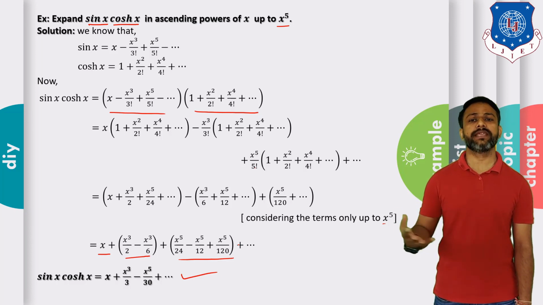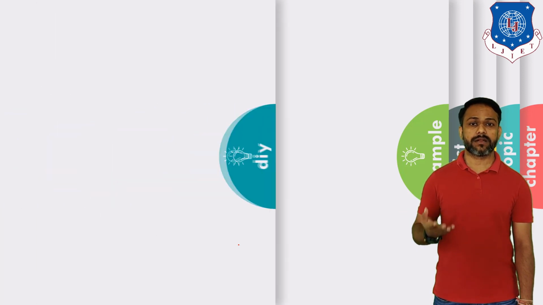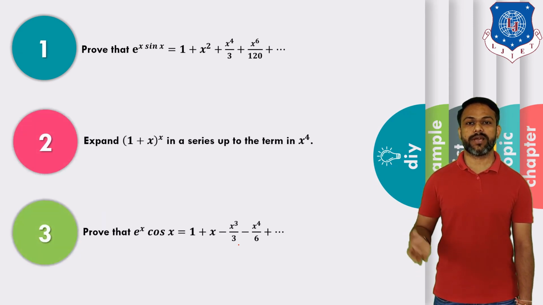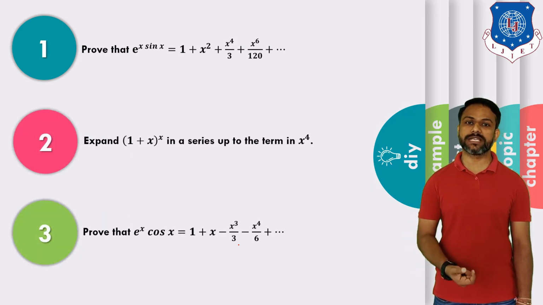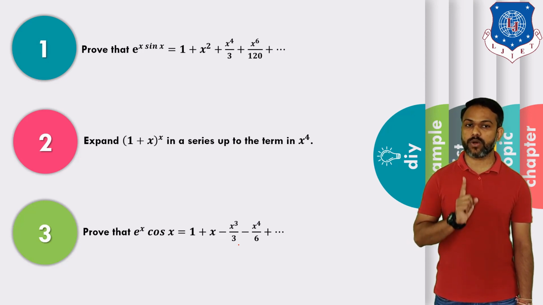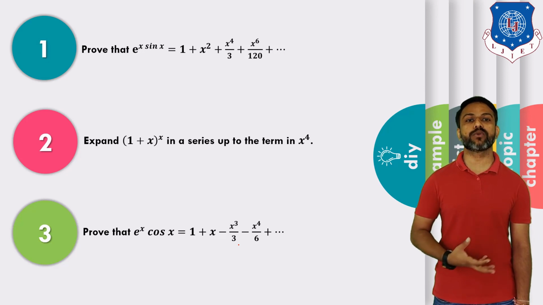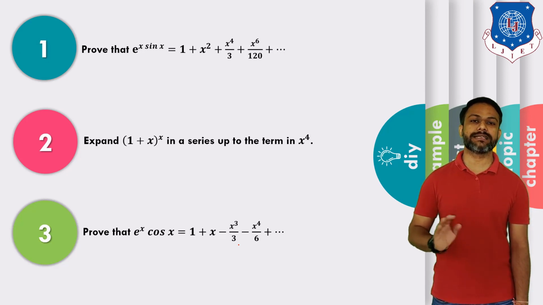So here are some examples. Do it yourself. These are examples you have to solve by yourself using standard expansion only. Do not use the Maclaurin series. Just use only the standard expansion and you will learn how you can use it in such examples.